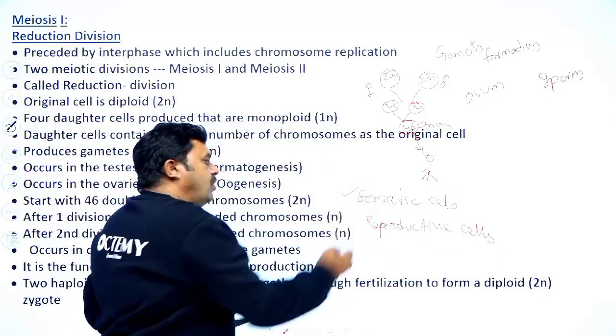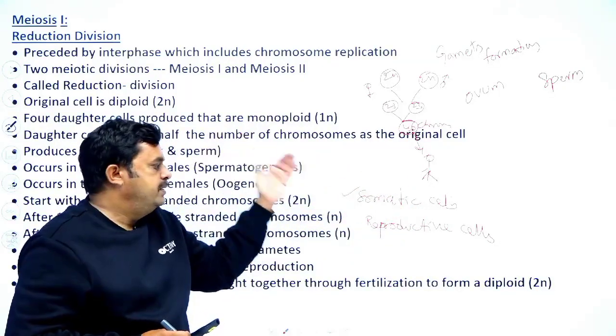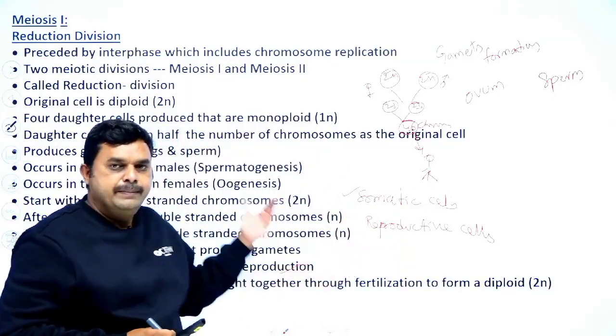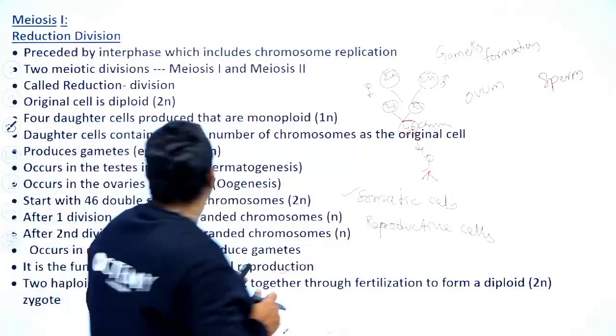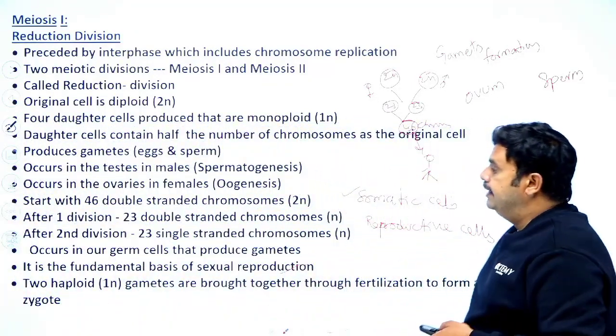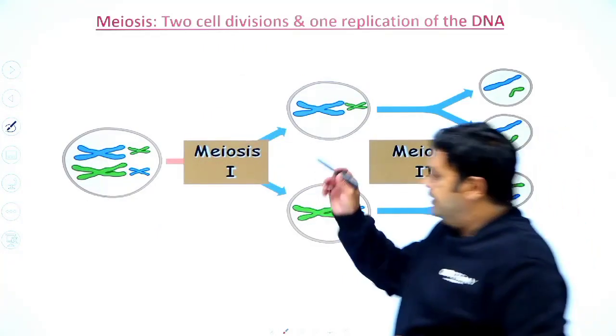Somatic cells, body cells, generally follow mitosis. Reproductive cells follow meiosis. So meiosis contains various stages. Again here you can see this.